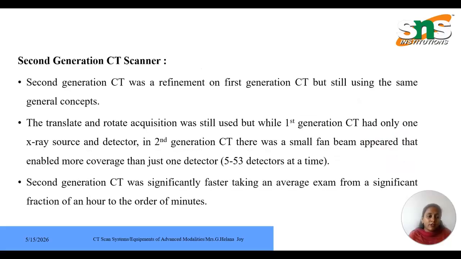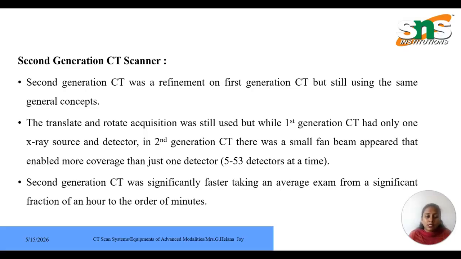Next, moving to the second generation CT scanner. The second generation CT scanner was a refinement of the first generation CT, but it still used the same general concept. The translate and rotate acquisition was still used, but instead of one X-ray source and one detector, there was a small fan beam, which enabled more coverage than one detector. Approximately 5 to 53 detectors were used at a time.